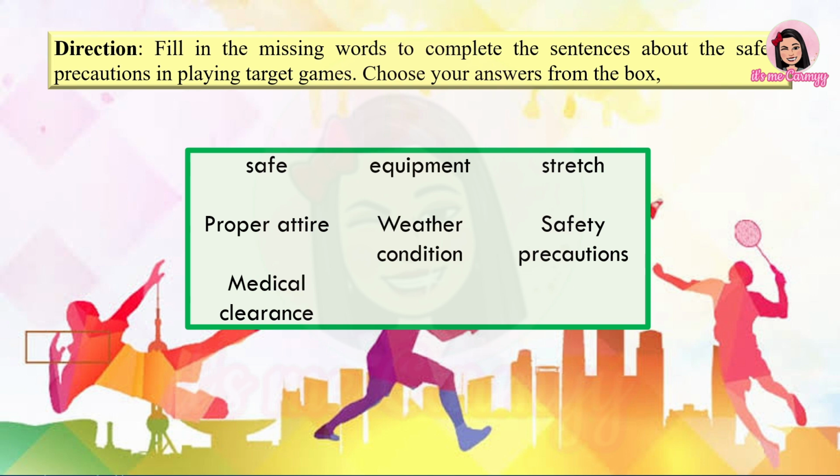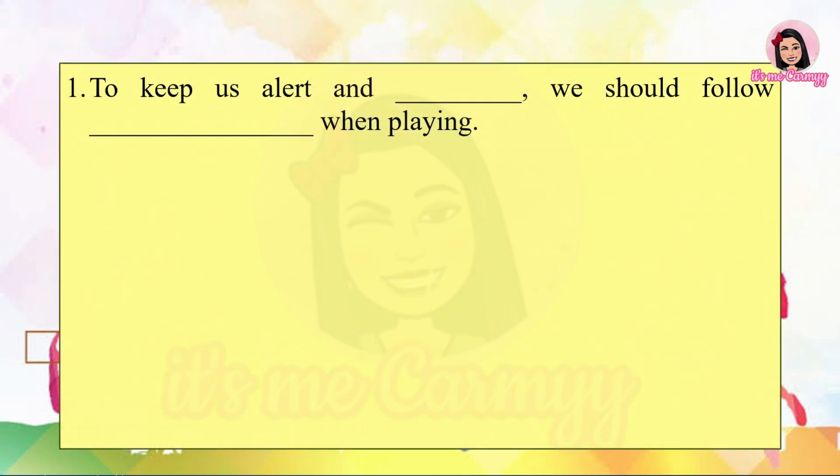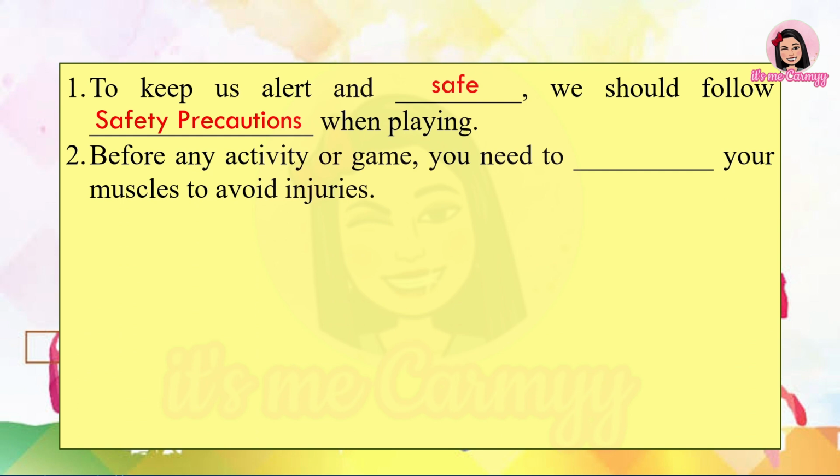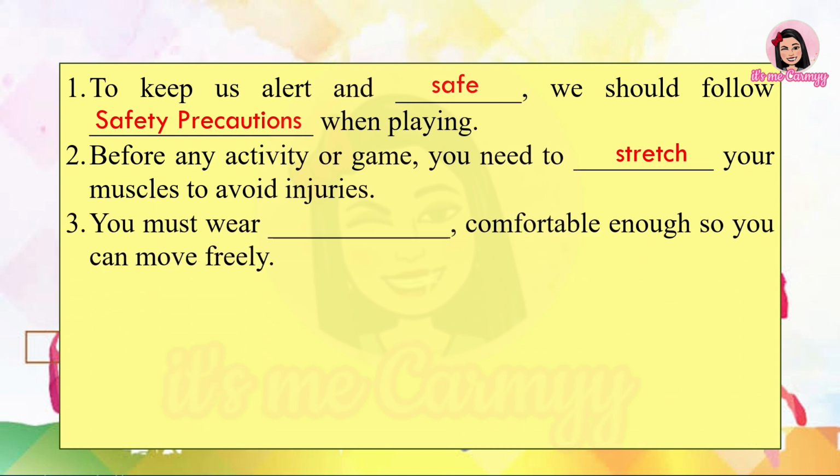Next, direction. Fill in the missing words to complete the sentences about the safety precautions in playing target games. Choose your answer from the box. So here are the options. To keep us alert and safe, we should follow safety precautions when playing. Before any activity or game, you need to stretch your muscles to avoid injuries. You must wear proper attire, comfortable enough so you can move freely.